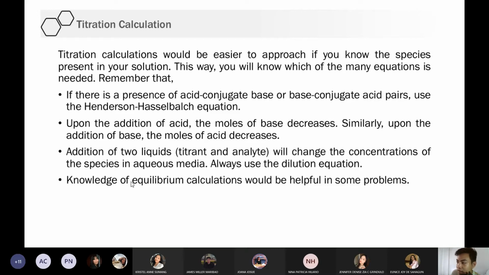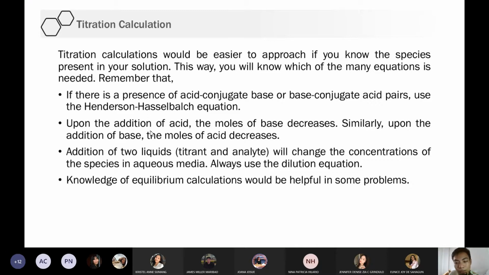And then lastly, knowledge of equilibrium calculation will be helpful in some problems, no? Especially for those with acid-base pair, no? Weak acid conjugate base or weak base conjugate acid pair. Okay? So, yun lang. Ito lang yung mga notes ko para sa inyo. Basically, alam nyo na to kasi marunong na kayo mag-Henderson-Hasselbach. Okay? So, ibig sabihin, kaya na mag-titration calculation.